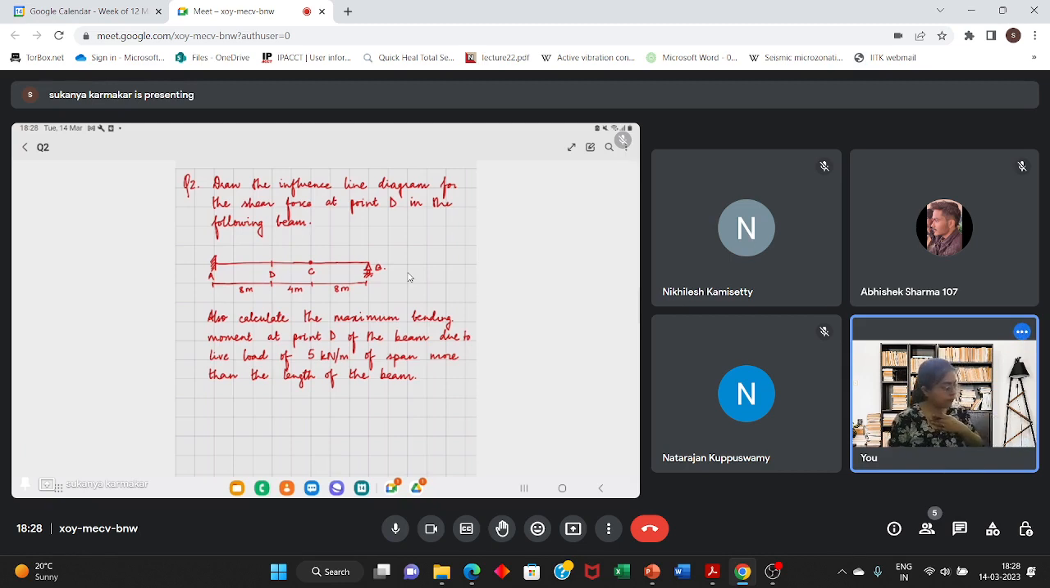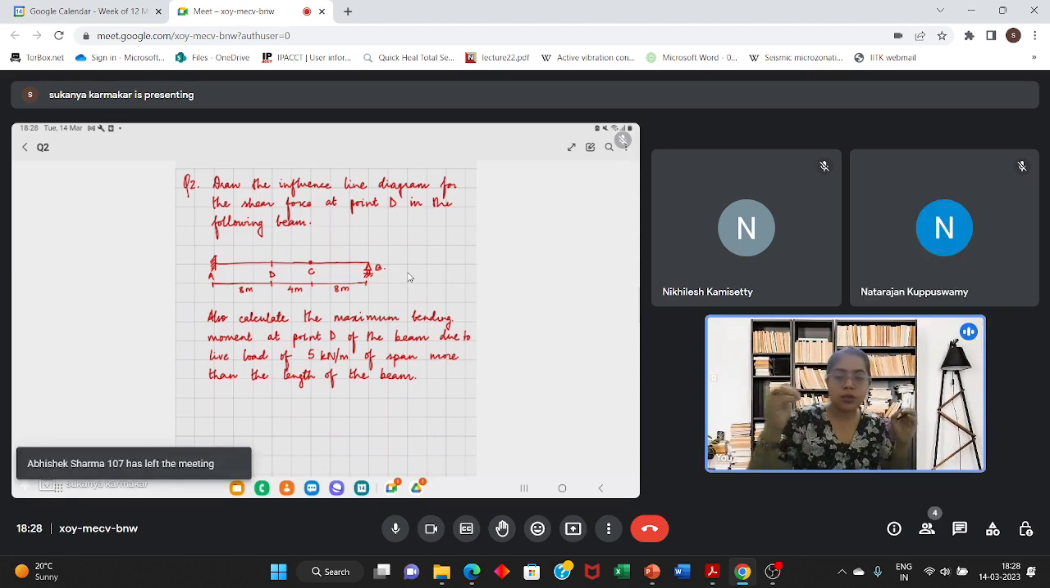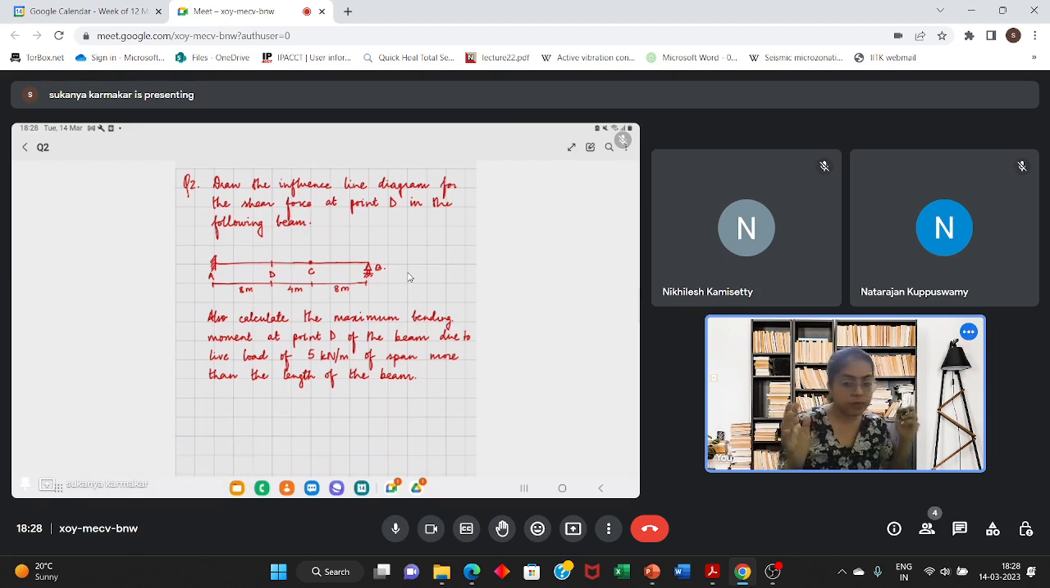So let's first draw the ILD for shear force at D. For drawing the influence line diagram for shear force at D, you first need the equation. Suppose a unit load is moving on the beam. You have to calculate the support reactions in terms of the load position. So basically calculate the support reactions. So let's start doing it.